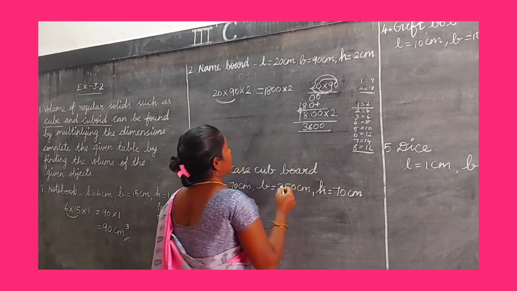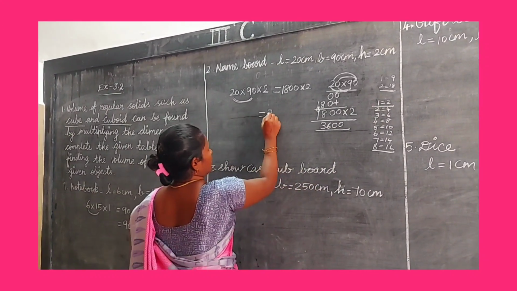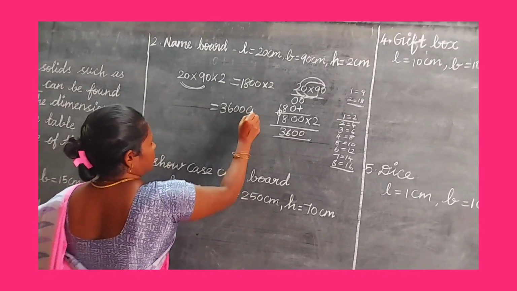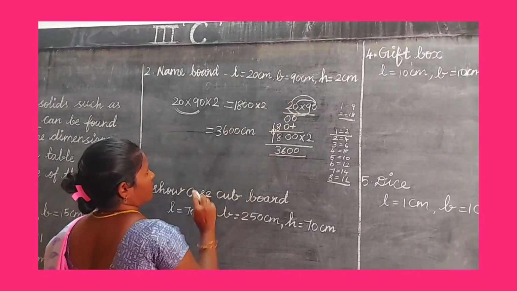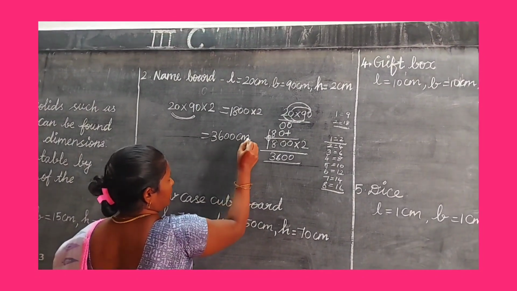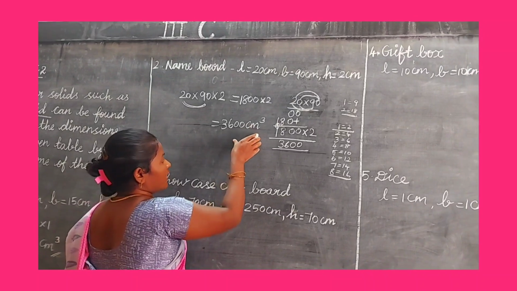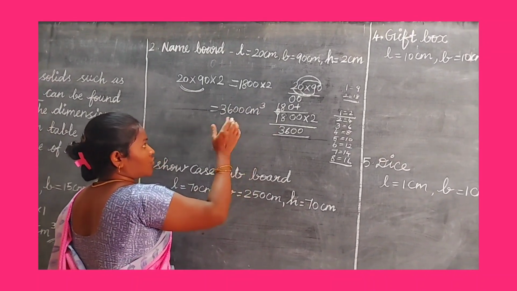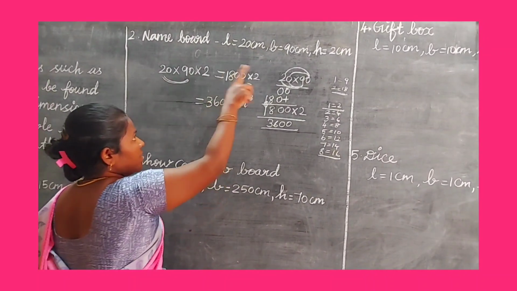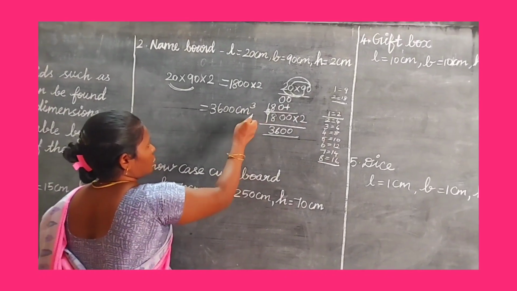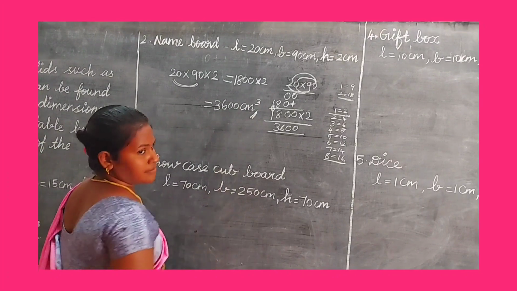So the answer is 3600. The measurement is centimeter. When 3 values are given, we have to write centimeter cube. When 2 values are multiplied, we write centimeter square or square centimeter. When 3 values are multiplied, we write centimeter cube. So 3600 is the answer.